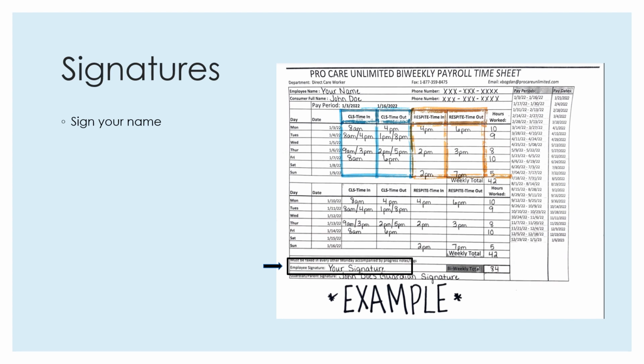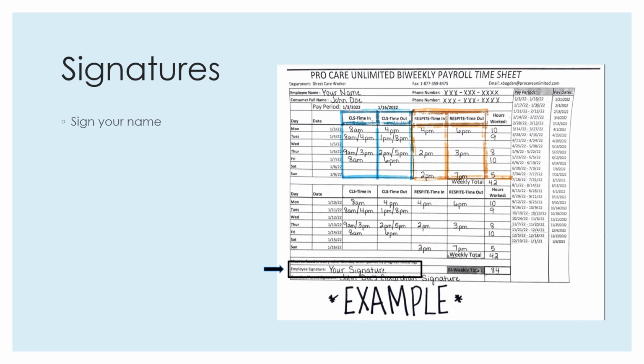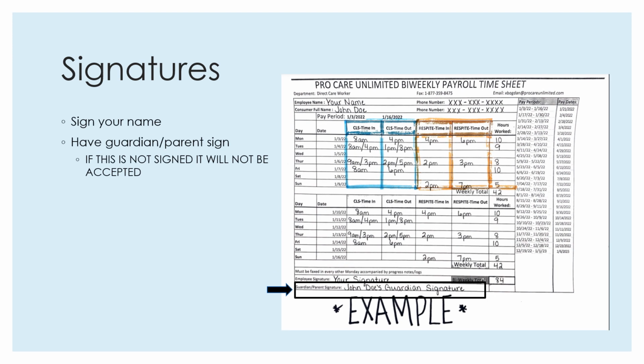Lastly, sign your name at the bottom of the timesheet where it says Staff Signature. Then, have the guardian or parent sign next to where it says Guardian/Parent Signature.